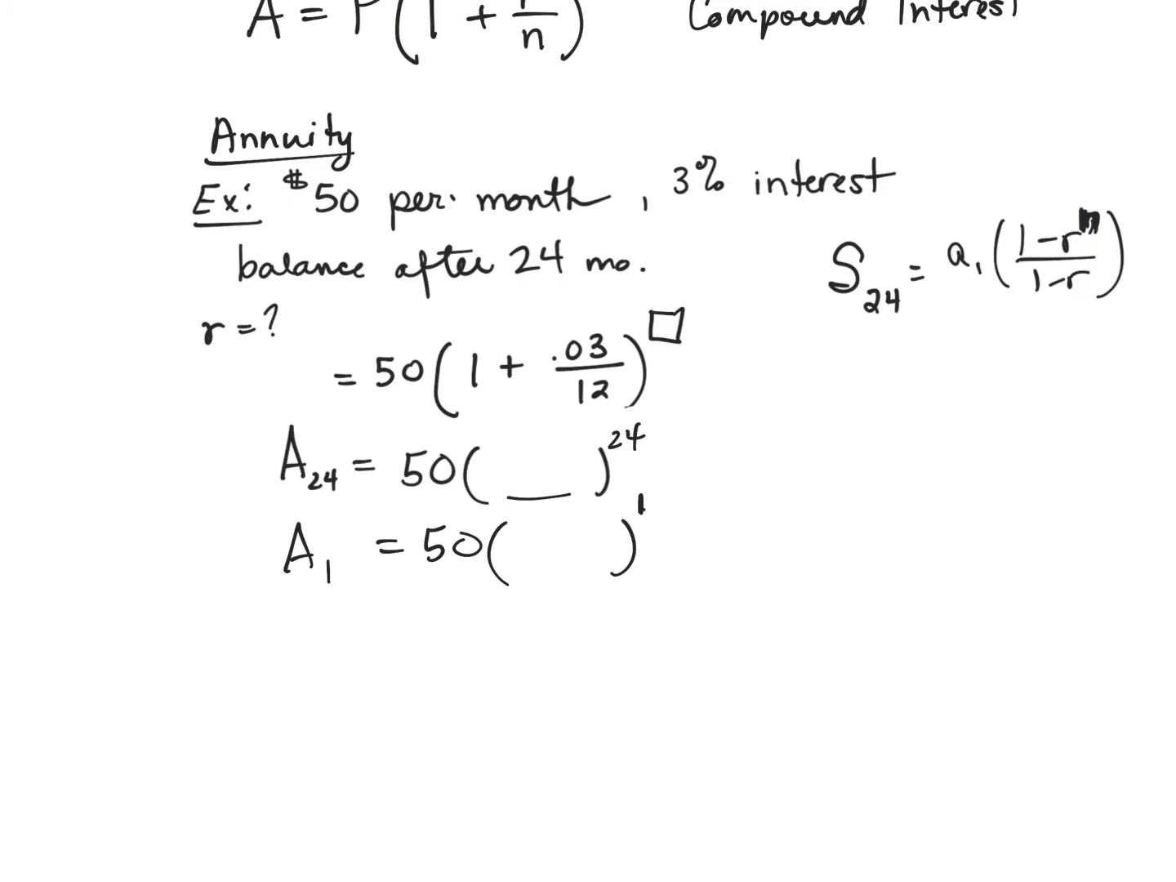1 plus 0.03 divided by 12, right? I get 1.0025. So do we know a sub 1? Can we figure out what a sub 1 is? What's the amount going to be after the first month? That's what I got. Is that a sub 1? All right, what's r? Wouldn't that be r? Yeah, 1.0025. And what's n? Yeah, 24 months.